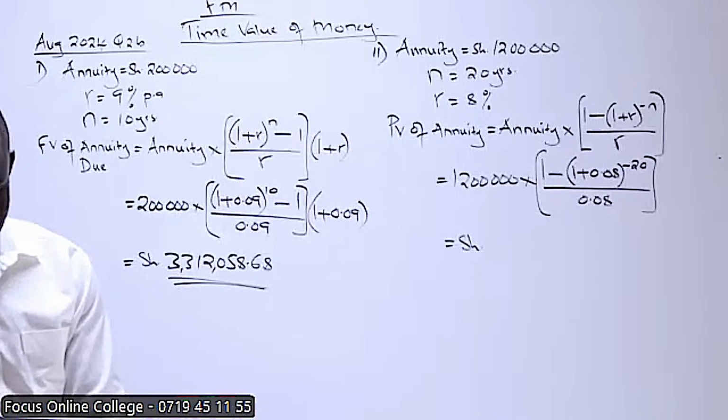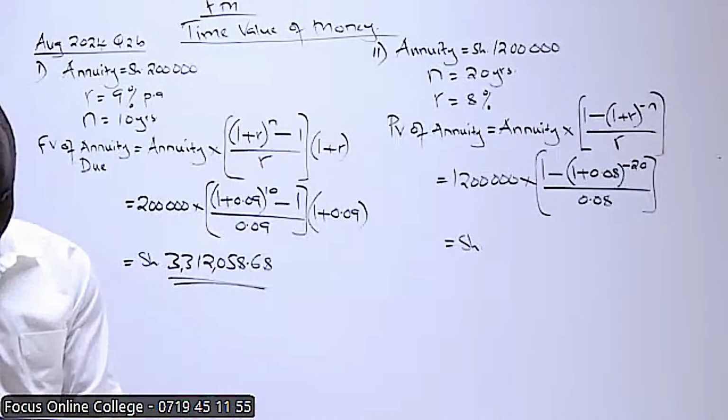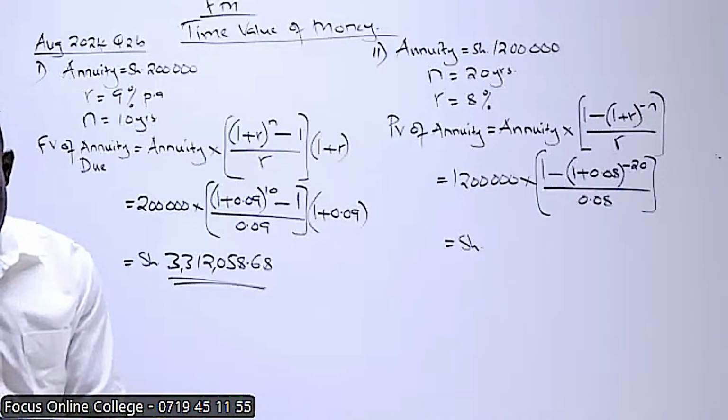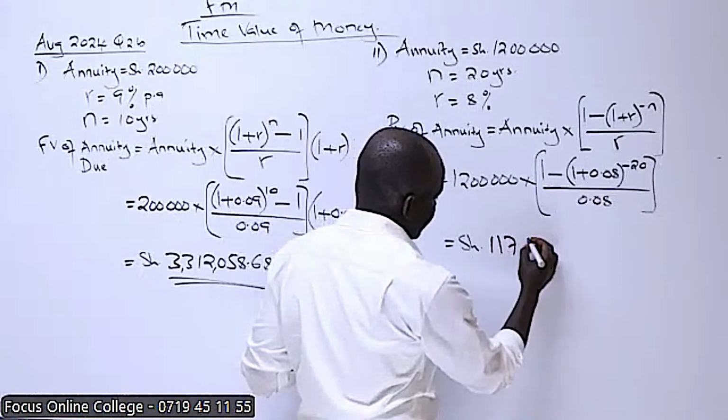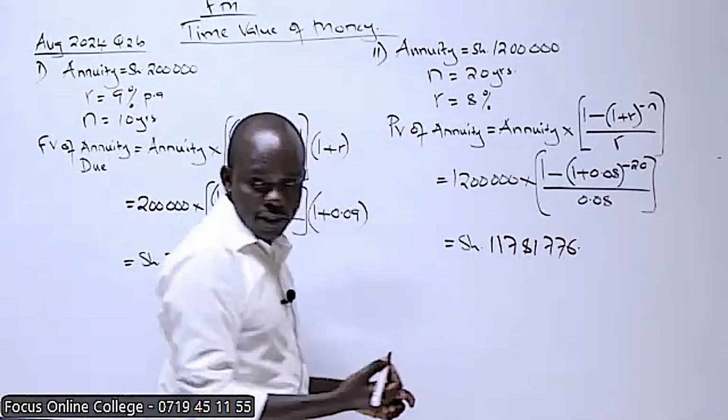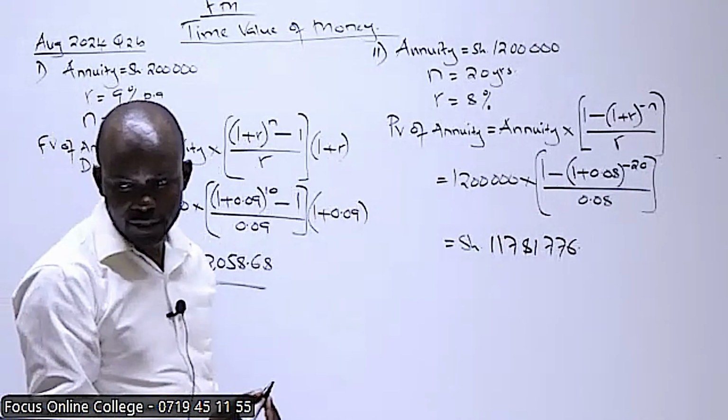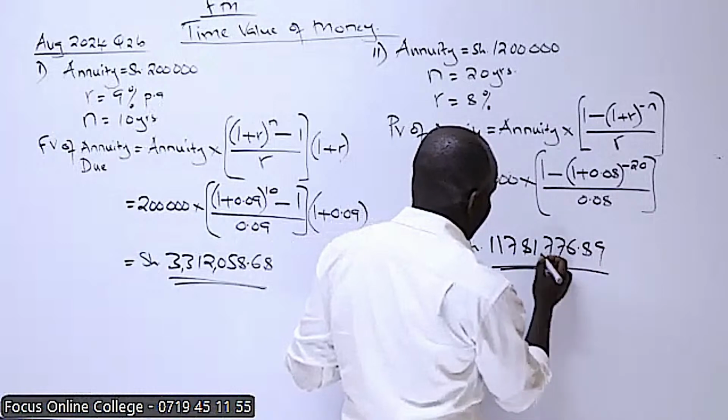I'm waiting for the answer. Hilda? Eleven 781 720. Eleven 781 776. Point 89. Let's say 89.